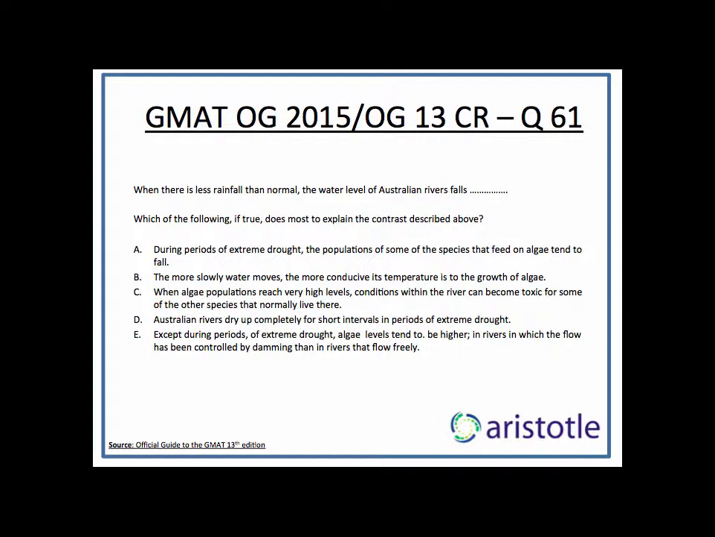E says, except during periods of extreme drought, algae levels tend to be higher in rivers in which the flow has been controlled by damming than in rivers that flow freely. Absolutely of no use to us. So D for Denmark should be the answer to the question. On a difficulty scale of 1 to 5, I would give it 2.5.